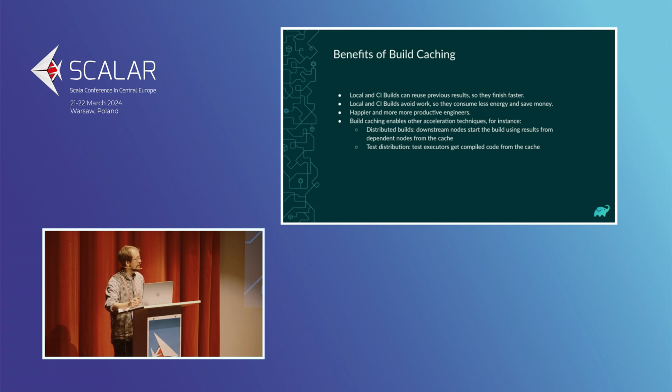One of those would be distributed builds, where you have one node that builds the project or some module, and then puts the result into the cache, and then the dependent modules that need the result of this previous compilation can just get it from the cache and start building downstream modules in parallel. Test distribution would be about the same concept, where you build once, put it in the cache, and then you have different test agent executors that get the bytecode from the cache and execute the tests in parallel on different machines without having to rebuild the same project over and over again.